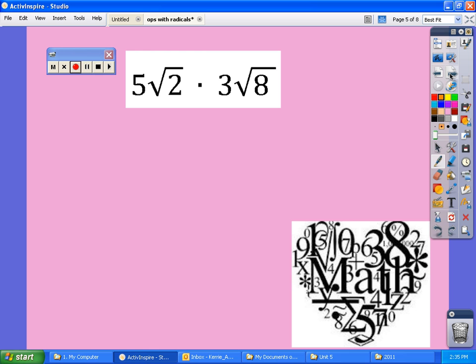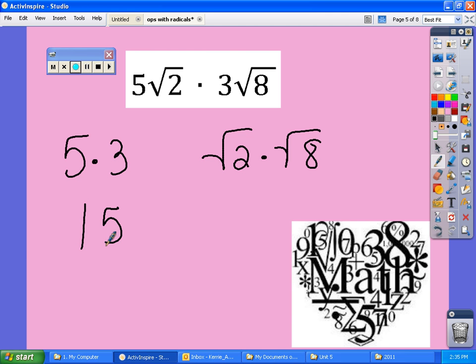All right. Let's move on to multiplication. The rule for multiplication is, I like to call them the plain numbers, my coefficients. My plain numbers can multiply with plain numbers, and radicals can multiply with radicals. So I am going to do 5 times 3, and I'm going to do the square root of 2 times the square root of 8. 5 times 3 is 15.